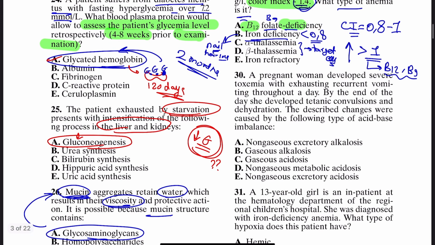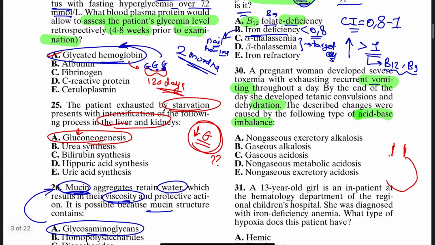A pregnant woman developed severe toxemia, exhausting vomiting. She has a lot of vomiting, and she developed dehydration and, at the end, acid-base imbalance. Guys, for these questions, for each condition you should understand why it happens. In vomiting, we have hydrochloric acid in our stomach, as we said. And when vomiting happens, we lose this acid. Acid will decrease.